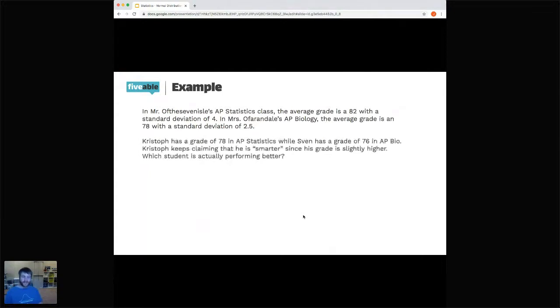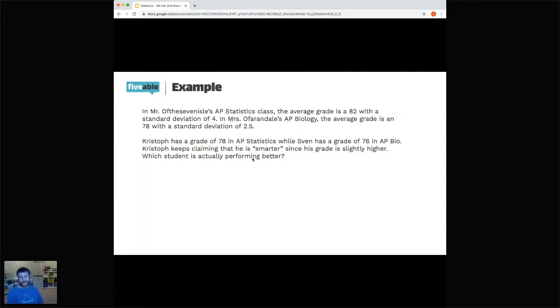Christoph has a grade of 78 in AP Statistics, while Sven has a grade of 76 in AP Bio. Christoph keeps claiming that he is smarter, since his grade is slightly higher than Sven's, right? 78, 76. Which student is actually performing better? I don't want to say smarter because one of them's a reindeer, right? But yeah, so which one is actually performing better?